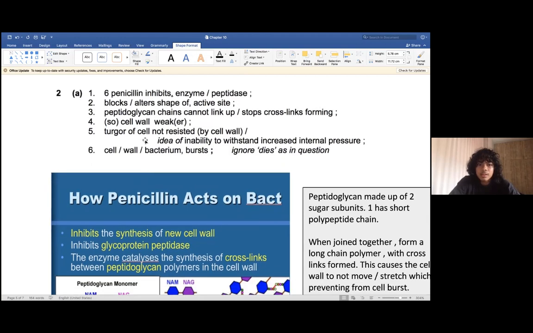And then I would move on and just say the cell wall bursts. But over here, you can say turgor of cell not resisted by cell wall, or idea of inability to withstand increased internal pressure, which causes the cell wall to burst.